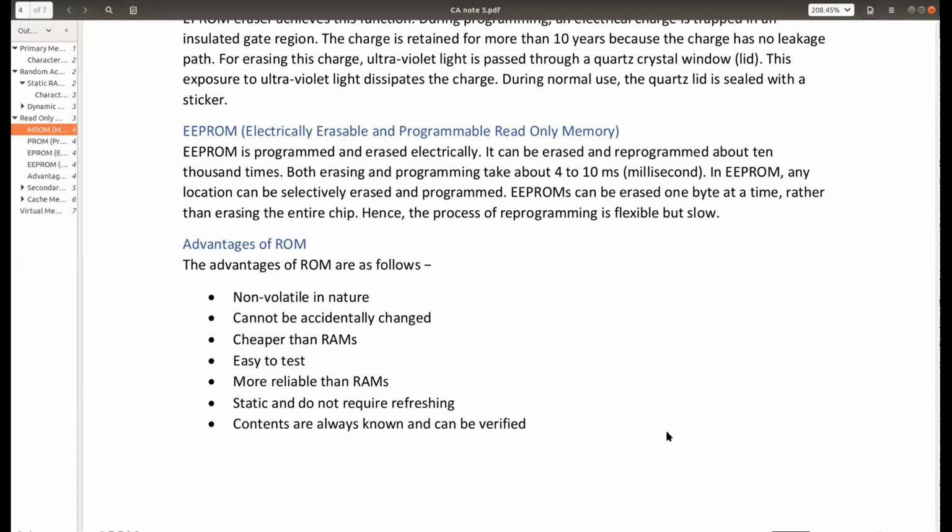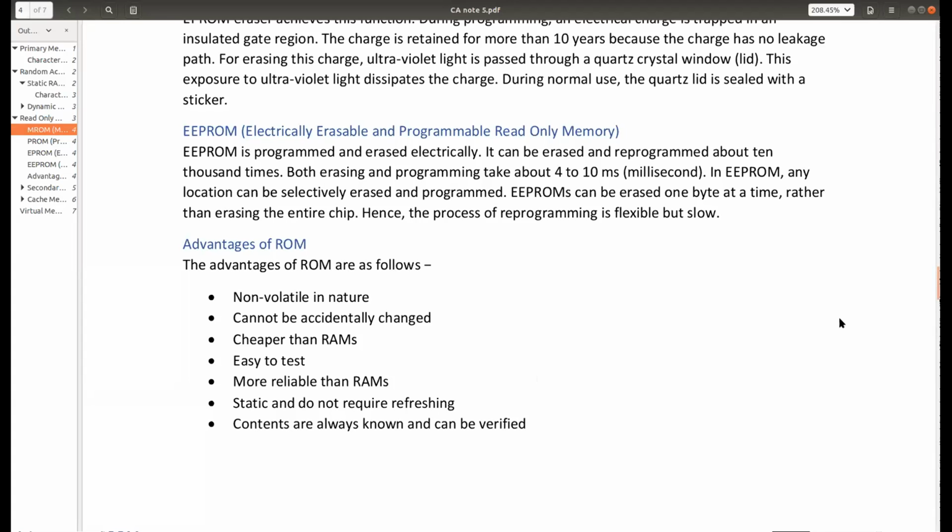Next, as it is non-volatile in nature, the content cannot be changed accidentally. So that is another thing. Next, you can say it is more reliable than RAMs, because it is non-volatile. And these are the basic advantages of the ROM over the RAM.